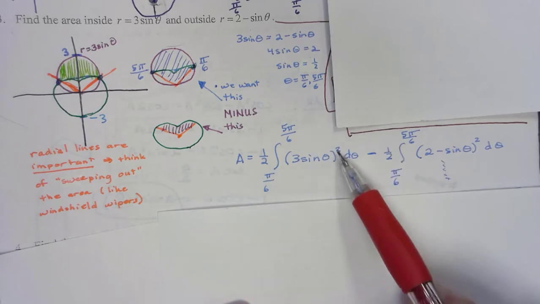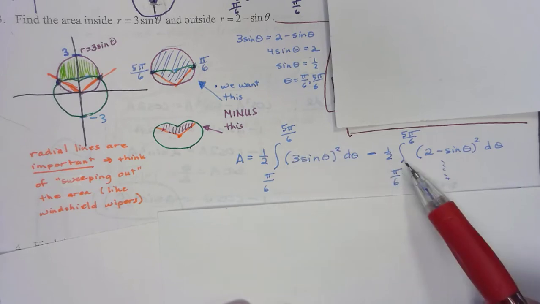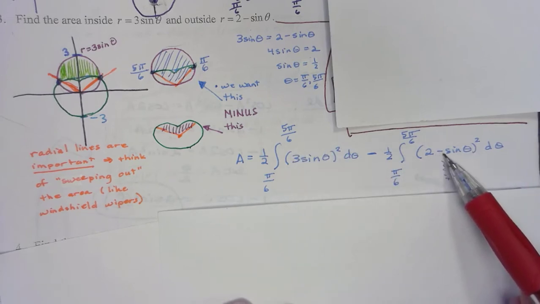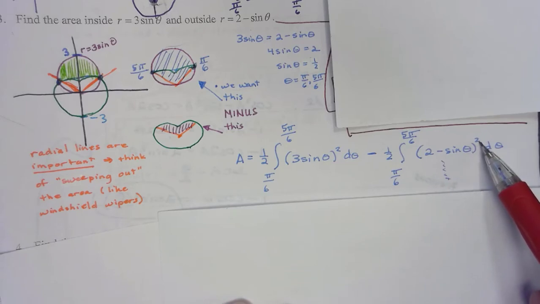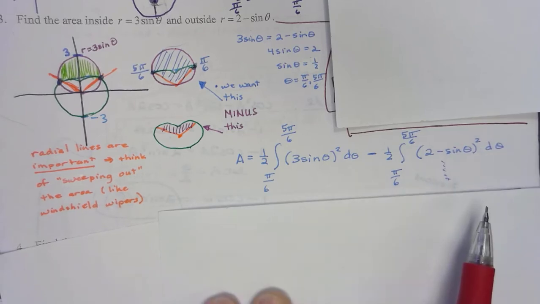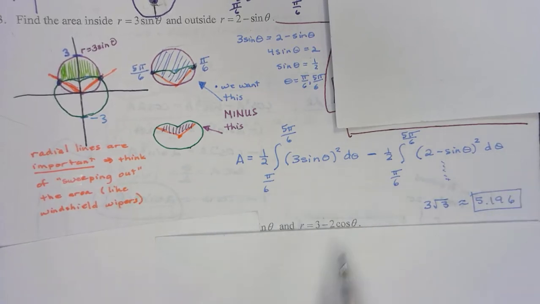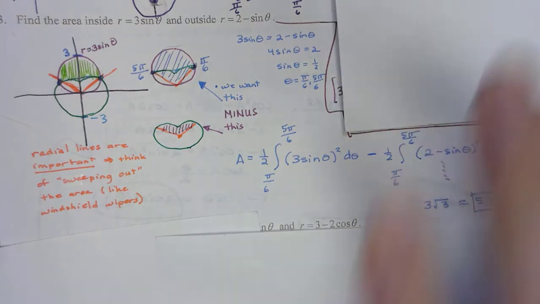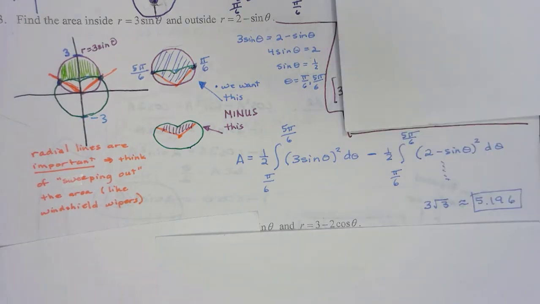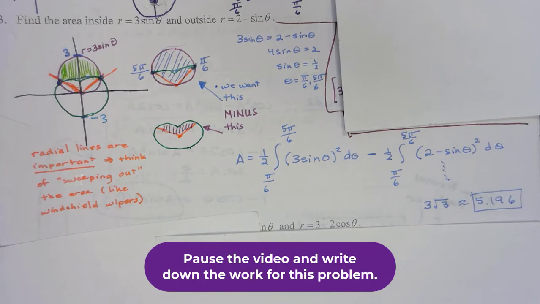So this is my circle, minus 1/2, 2 minus sine theta squared d theta. We have a lot of algebra and trig, but guys, I want you to do this on your calculators. You need to be able to do this on your calculator, especially being able to find the integral. You can certainly do this by hand. I didn't do it by hand just because. If you want to take a moment and write down this work, there you go.